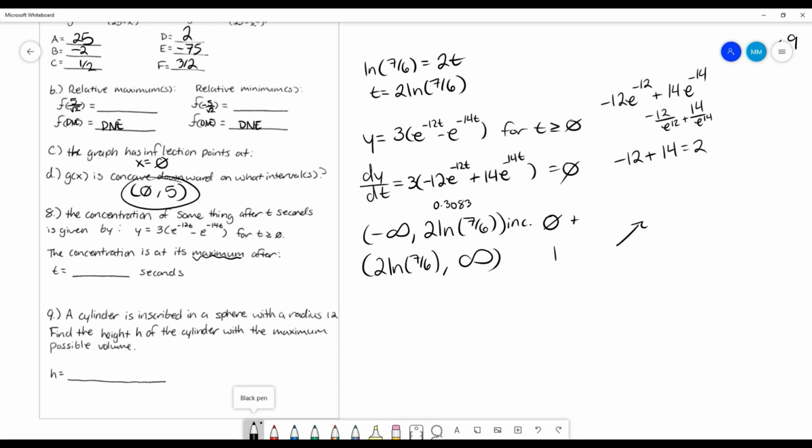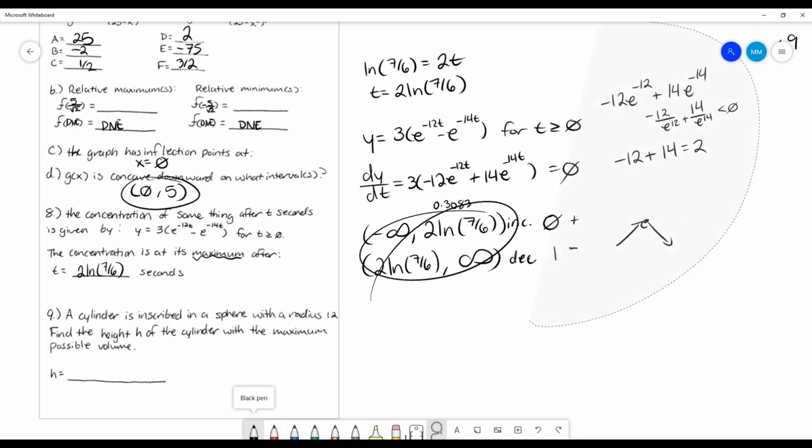Okay, yeah, and this is negative, so it is decreasing, which means that this point is at its maximum, and that is our t value. So t equals 2 times the natural log of 7/6 seconds.